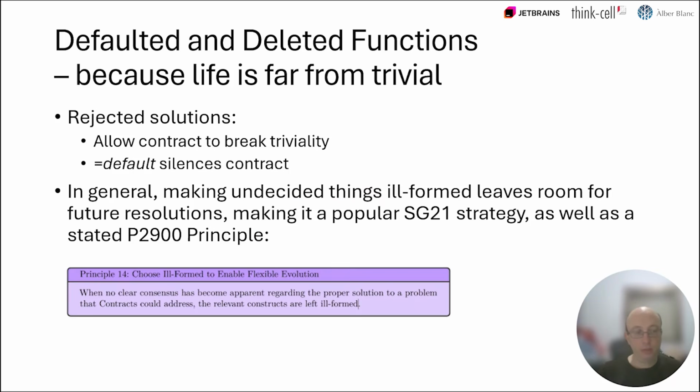So now that we've seen the problem, there were two solutions that were taken into consideration, and both were rejected. The first one would have allowed contracts to break triviality, as in once you apply such a pre or post condition to a defaulted function, it's no longer trivial. And this was, of course, rejected because it breaks contract design principles. It affects behavior which contracts are not allowed to do.